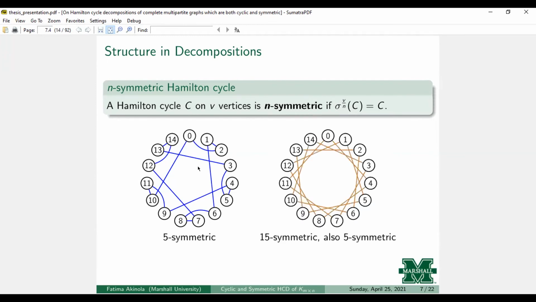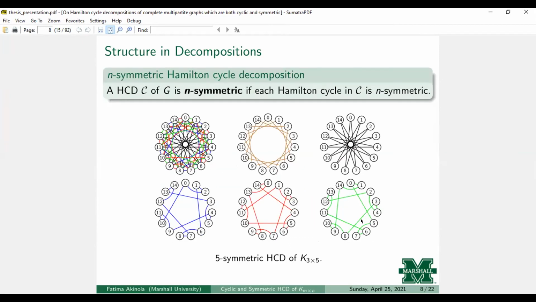This is also another graph. It is 15 symmetric because if I apply sigma to this, I just get the same cycle. So that's just 15 over 15, so it's 15 symmetric. It's also 5 symmetric because if I do this 5 times, I still get back the cycle I started with. And then you just say that a decomposition is n-symmetric if everyone in there is 5 symmetric. Well, in this case, it's 5 symmetric.